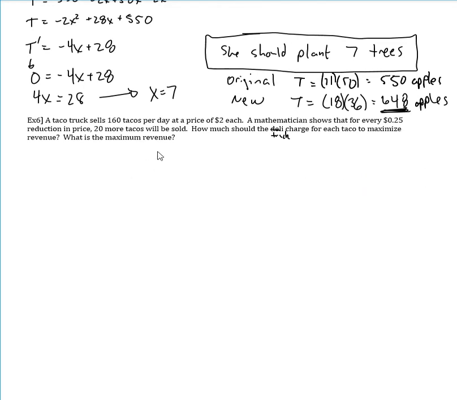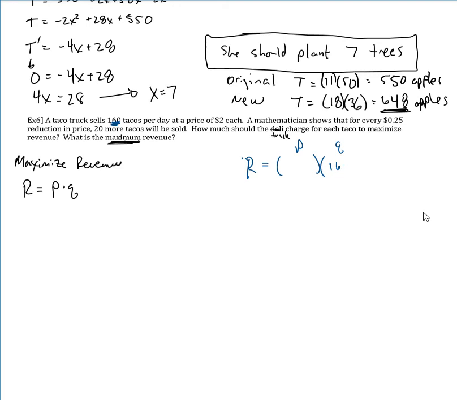Okay, so a taco truck sells 160 tacos per day at $2 each. That's important to us, but let's also break this down. They said maximize revenue. Okay, so we want to maximize revenue. And we know revenue is equal to price times quantity. Okay, so currently, let's break this down. It looks like they say they sell 160 tacos, so that's the current quantity. So let's put that over here. So our revenue equals, so the price was first. So here's our price, here's our quantity.